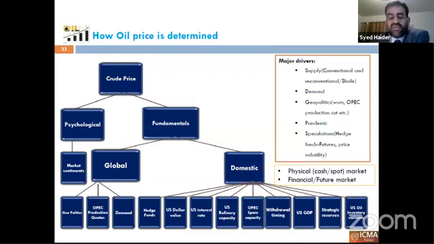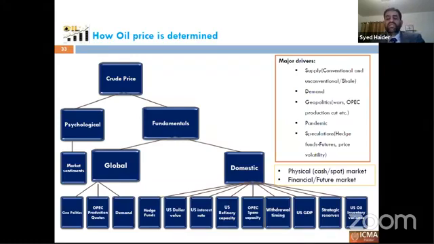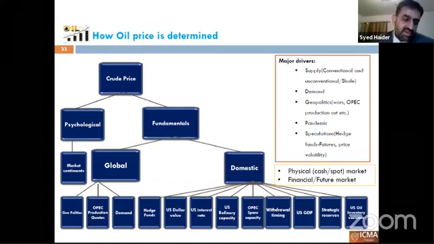US interest rate: the Federal Reserve fixes the interest rate in the US, and any interest rate increase or decrease impacts our price as well. US dollar value, because the US dollar is used as the standard currency denomination in the world. So that's very important too.